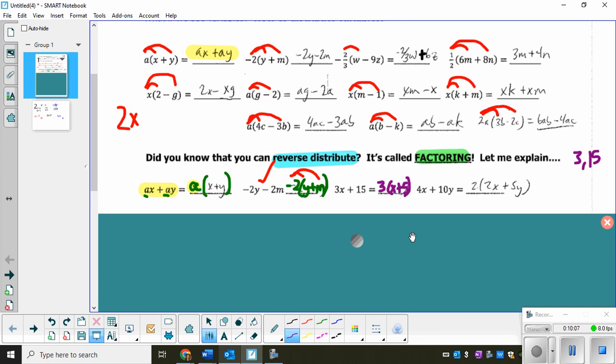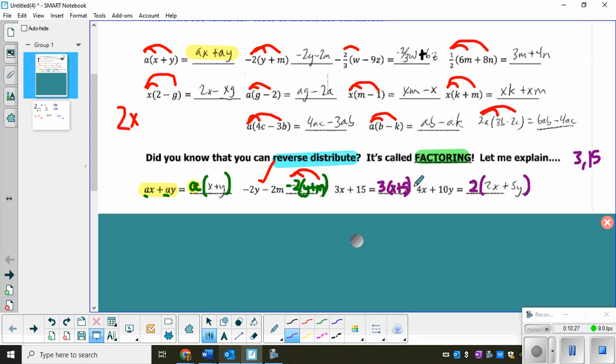All right, in this next example, we have a 4x and a 10y. So the letters aren't the same. And now let's look at the numbers. We have a 4 and a 10. What's the biggest number that goes into both 4 and 10? Well, that would be a 2. So 2 gets taken out. And then now let's just, again, reverse distribute.